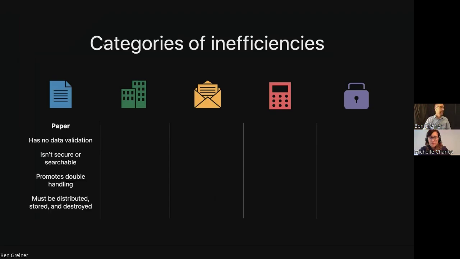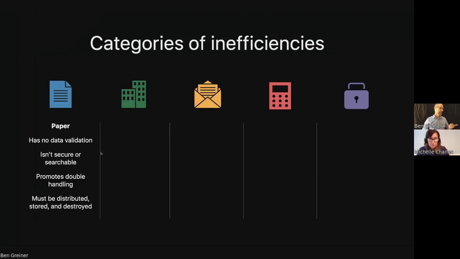So paper, and the problem with paper, these are just some really high level summaries of the problems with paper, but it has no data validation, meaning you can't verify if what is on paper is accurate or not. Yes, you could scan it in. Yes, you could convert it into some OCR and do some digitizing, but that's a lot of effort. The paper sitting on your desk, you can't search it, can't validate it.